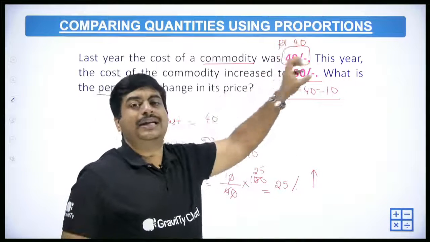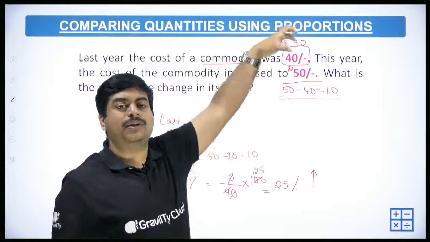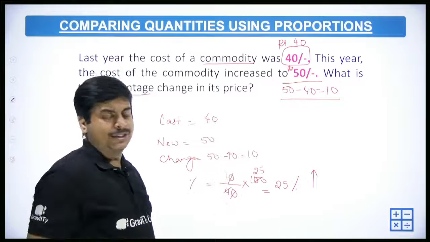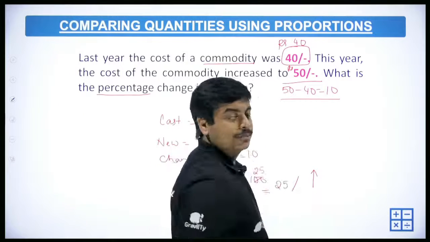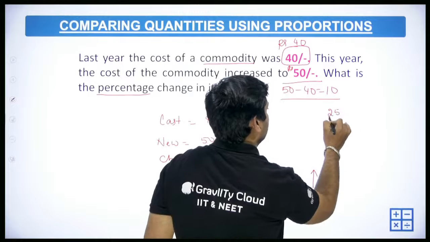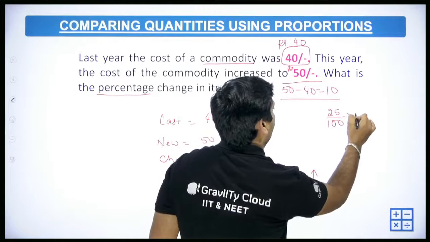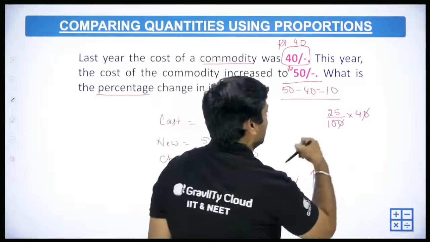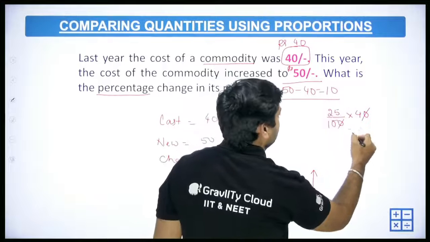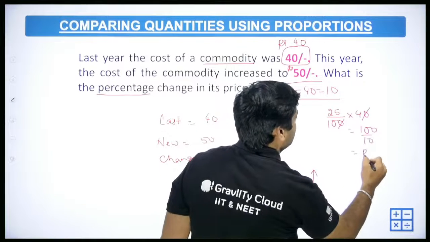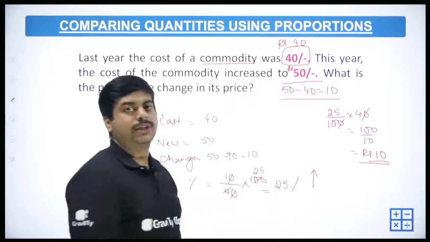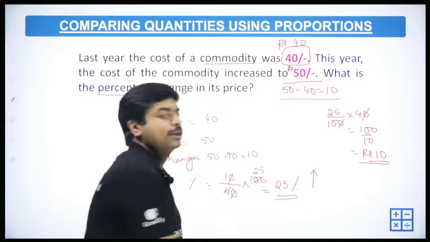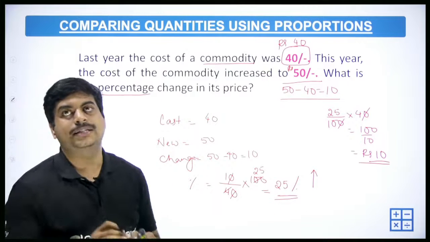From 40 rupees, it got increased by 25% of that 40 rupees, and we are getting 50 rupees. Let us calculate what is that 25%. That is 25 by 100 of 40. So 0 and 0 get cancelled, right? So 25 into 4 is 100, 100 by 10, that is 10 rupees. So 10 rupees, there is a change, that is a 25% change in its price, right?